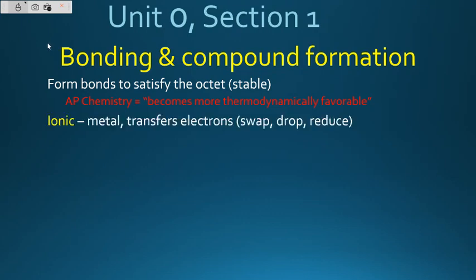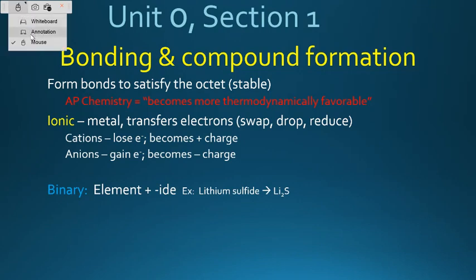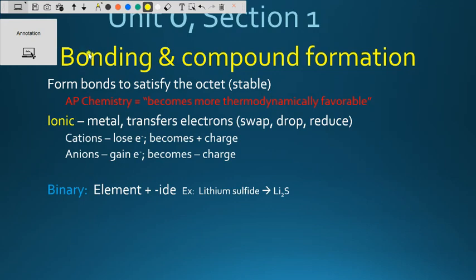Now, what ionic compounds will do is they will simply give up or take in electrons, like I've been describing. Okay, the concept is we will swap, drop, and reduce those charges. A cation, like I said, will lose electrons. Anions will gain those electrons and become a negative charge. And so what we want to do is make a compound that's overall neutral. So let's take a look at this example of lithium sulfide. Lithium is in column 1, which means that it will form a +1 ion. Sulfur is in column 16, which means it will form a -2 ion.